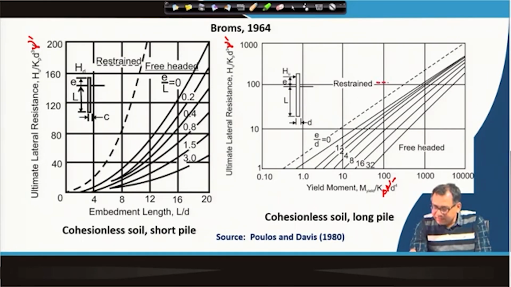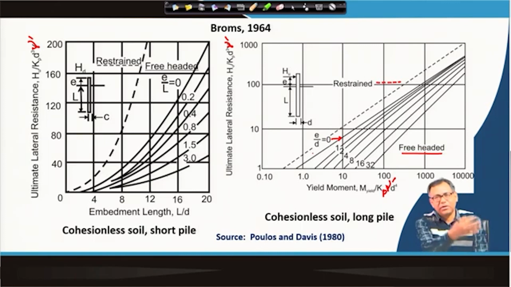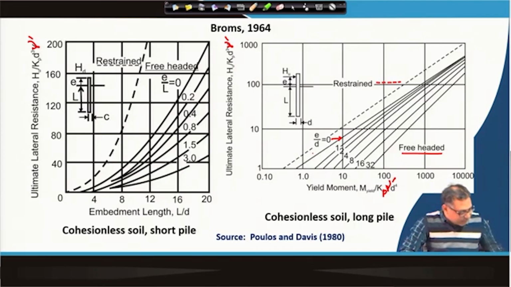This dotted line is the fixed headed pile, and for the free headed pile, this is the firm line. So, this is 0 is this one. So, 0, 1, 2, 4, 8, 16, 32 for free headed pile, and for fixed headed pile, this is the dotted line. So, either you can use this chart or the equations. So, this way we can determine the ultimate lateral load carrying capacity of piles and the moments and the positions of the maximum moment by using Broms' approach.